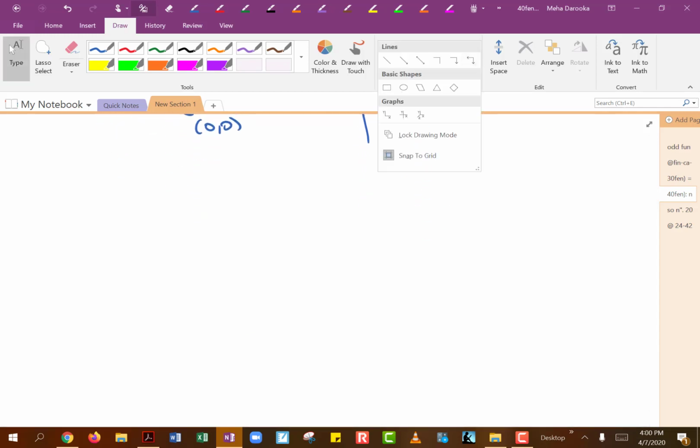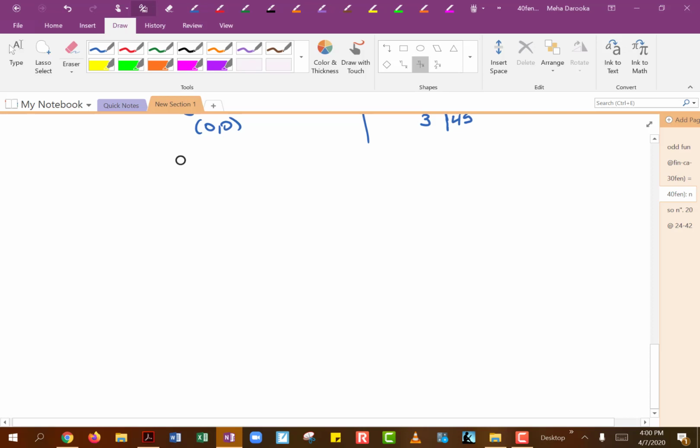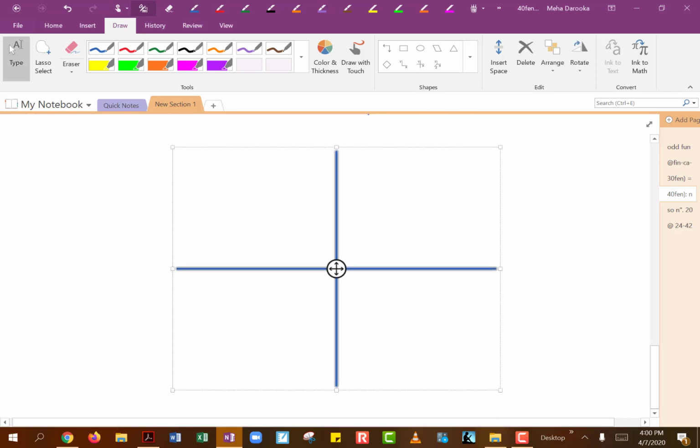So now let's go ahead and select our x and y coordinate plane, right? So we've got our x and y. So this is 1, 2, 3, 4, 5 maybe. 1, 2, 3, 4, 5.